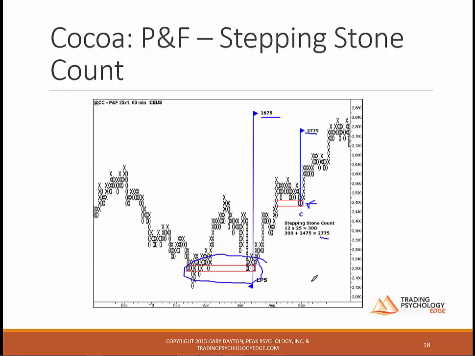We often see this. You're going to see the markups, and then we go into congestion, and that congestion comes pretty darn close, lots of times even closer than this, but pretty darn close to the original count. And we would coordinate that with the vertical line chart. Most likely what we're seeing here is some sort of a spring on the vertical line chart. And we have a confirming stepping stone count. That's pretty nice. Okay.